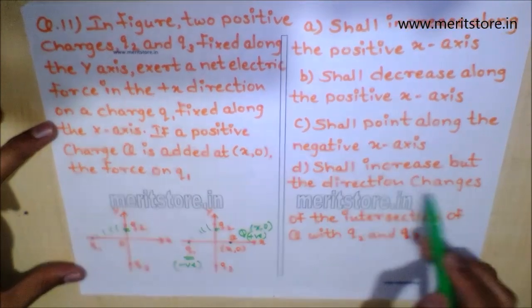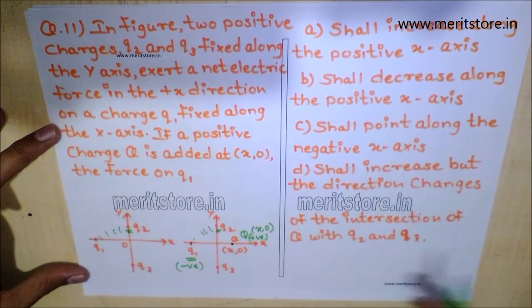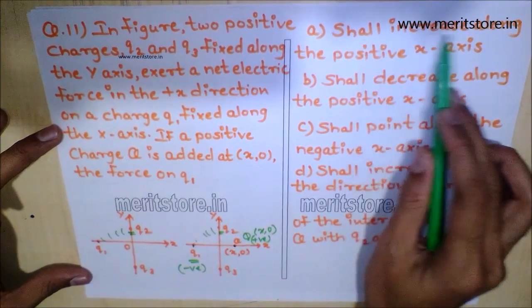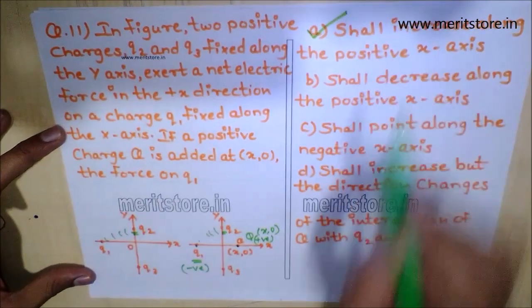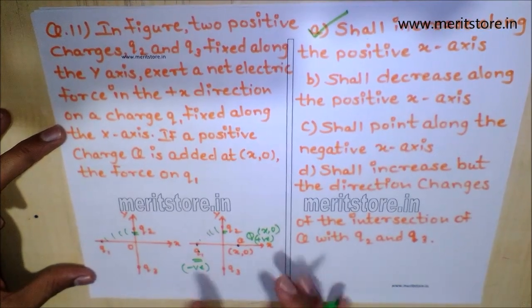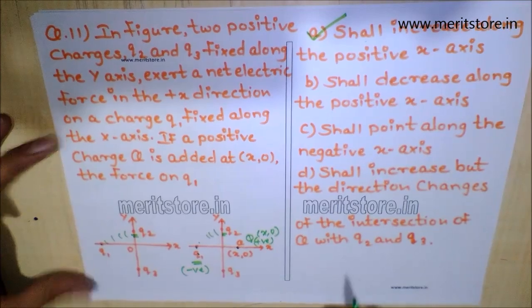It shall increase, but the direction changes because of the interaction of Q with Q2 and Q3. So here, from all the points we have, it will increase along the positive x-axis. As the charge Q1 moves along the x-axis, the force of interaction between them will increase.